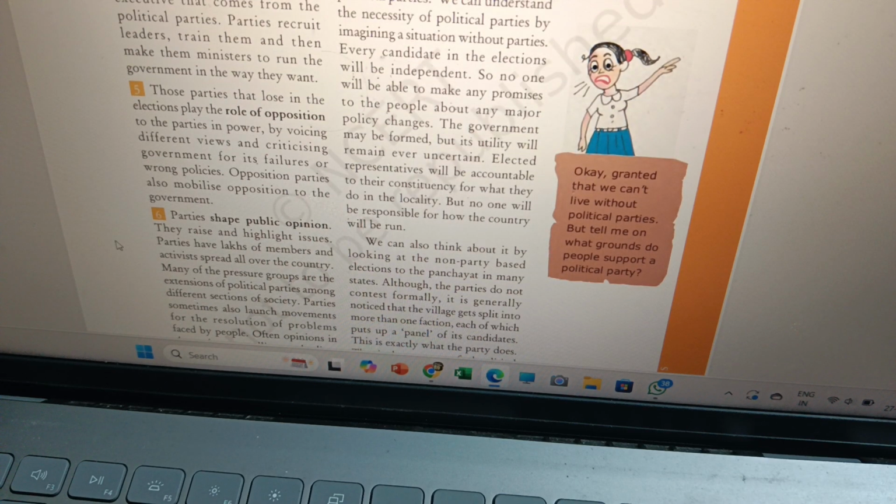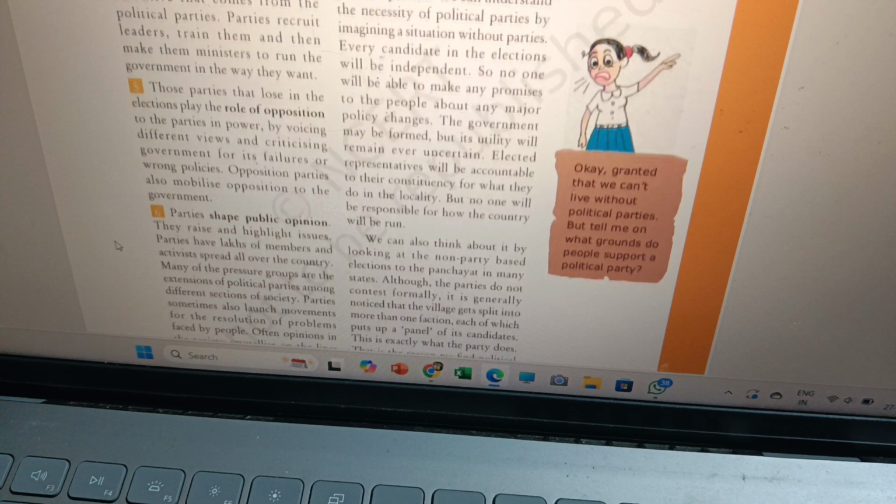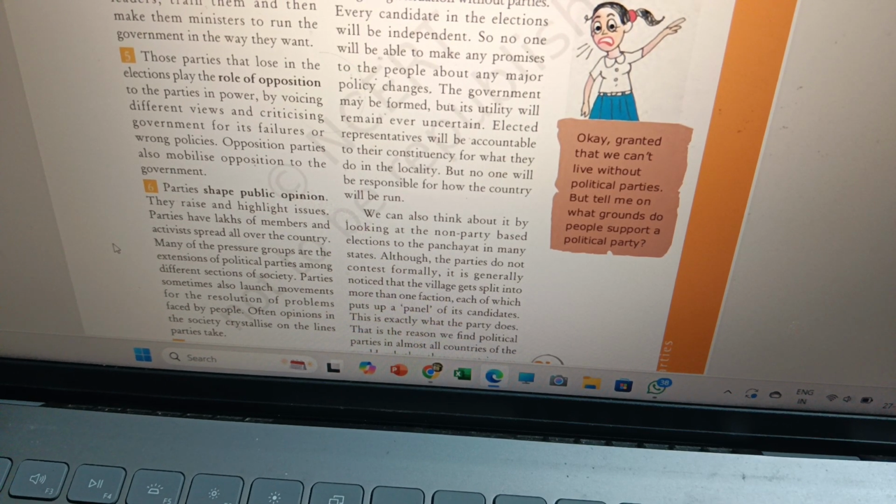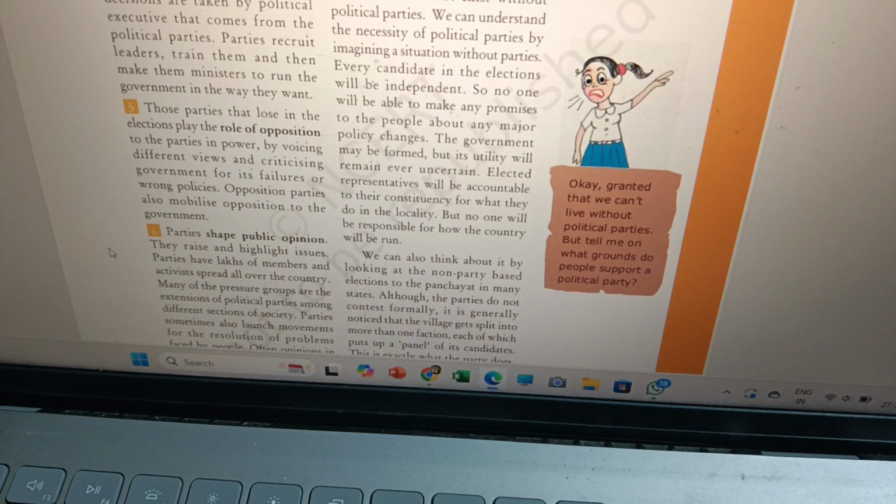Second point: every candidate in the elections will be independent. Third point: no one will be able to make any promises to the people about any major policy changes. No one will be responsible for the whole country. So the government may be formed, but its utility will remain ever uncertain. For each one, you have to put points and write.